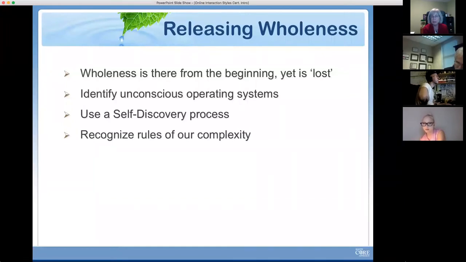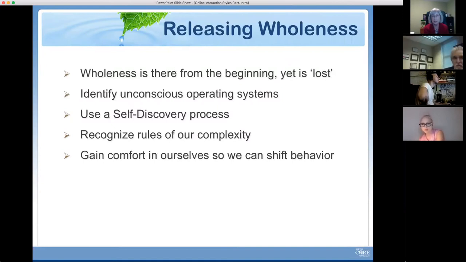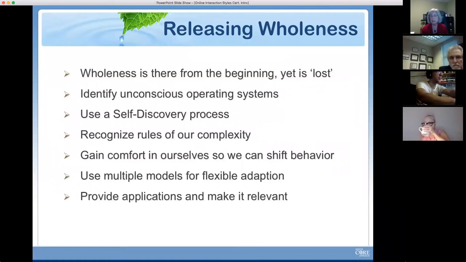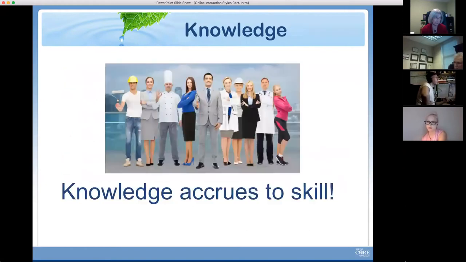We need to recognize the rules of our complexity and get comfortable in ourselves so we can shift our behavior. And that's something we want for ourselves as professionals using this, but we also want it for our clients. And we use multiple models for flexible adaptation, especially as practitioners. You can overwhelm your clients if you give them too much. So we've developed some things that help people work with these integrated multiple models. And then as a practitioner, you need to provide some applications and make it relevant. And the sooner the better.